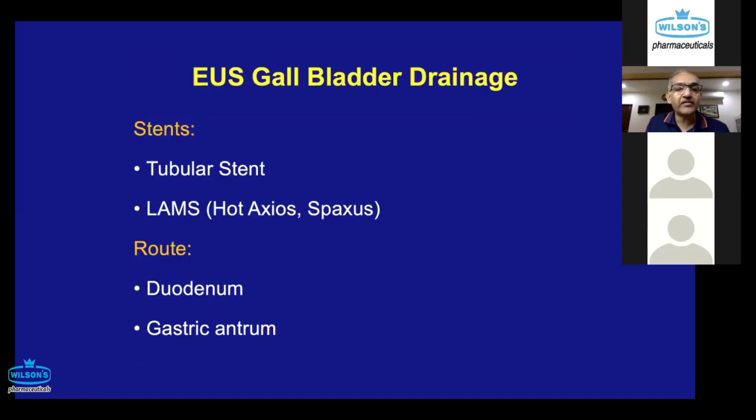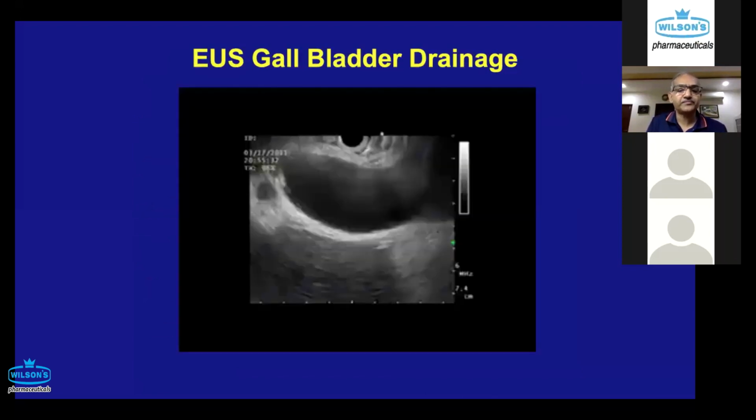Coming to the gallbladder drainage, it's being done for patients who have advanced malignancies where the gallbladder is distended and infected. If you do percutaneous drainage, you will have these tubes hanging for long, and these stents can be used instead, either tubular or the lamps, and the route can be duodenum or stomach. Duodenum is generally preferred because it's closer and causes fewer complications.